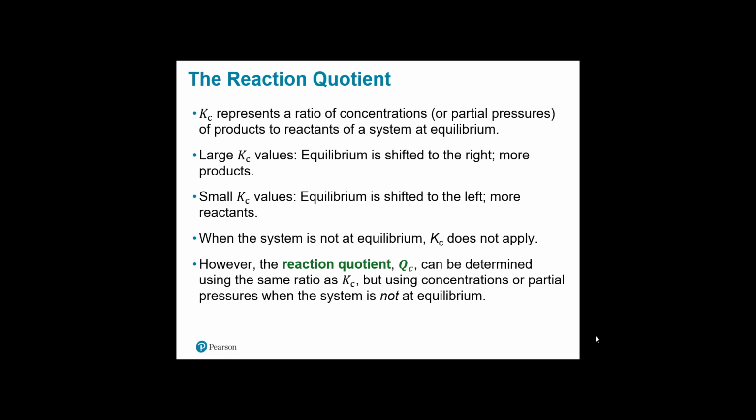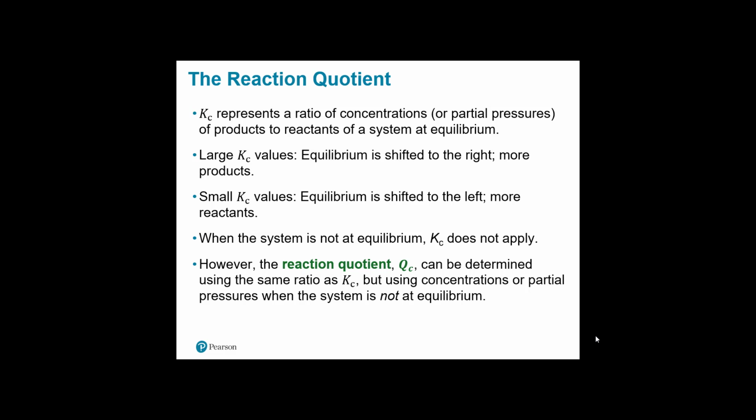The equilibrium constant represents a ratio of concentrations or partial pressures of the products to reactants at equilibrium. We can determine by looking at Kc: if it's a large value, then equilibrium has shifted towards the right, towards more product. Basically, if it's above 1, and how large that number is tells us how much. If we have a small equilibrium constant, less than 1, then it's shifted towards the left, meaning it's going to have more reactant than products.